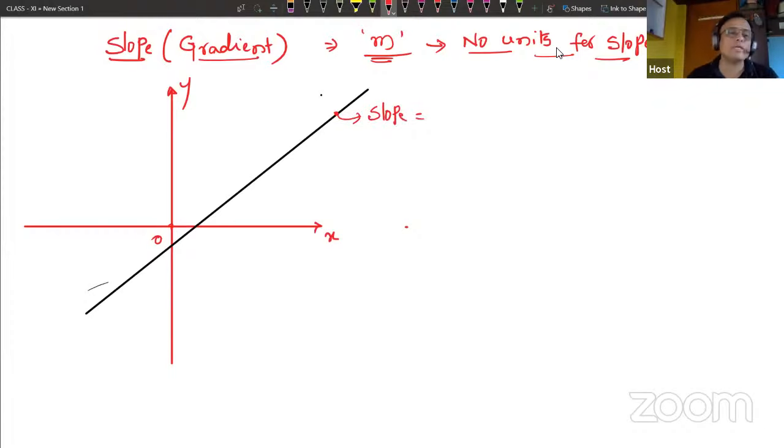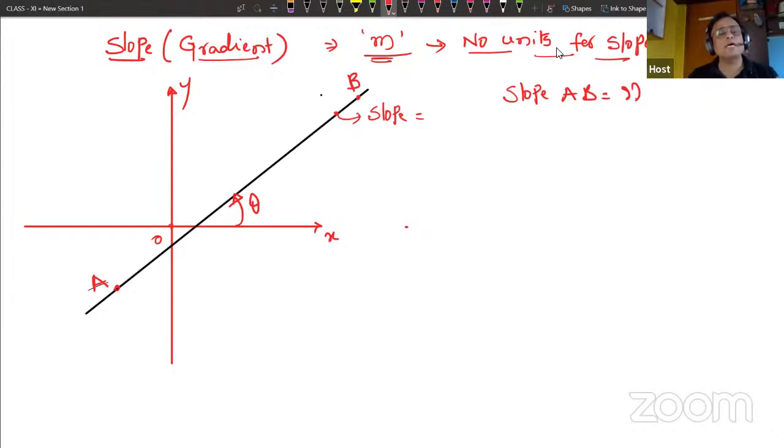Which line's slope? Suppose I'll give it a name, A, B. So this is the line AB, and we have to find the slope of AB. But first, this line has inclination theta. Theta is clearly the inclination.